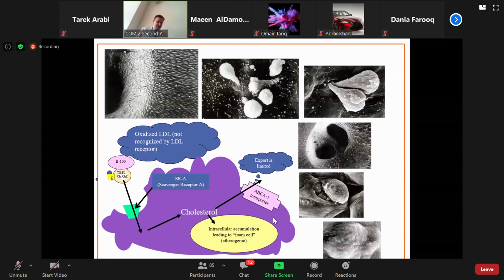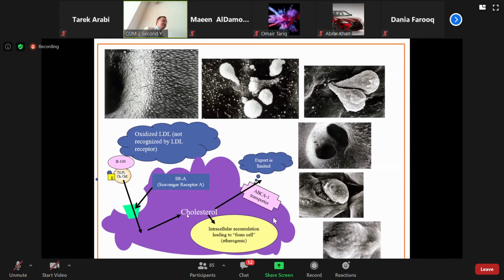Okay, just quickly go through this slide. And you can see here that we have macrophages. This is the macrophage, and in this macrophage, you can see that we have the scavenger receptor A, which we said could take what? LDL and oxidized LDL. Takes it up. Basically, that's where cholesterol is being delivered to the macrophage. And this cholesterol normally gets pumped out through the ABCA1 transporter. However, this export is limited. As a result, there's accumulation of cholesterol.